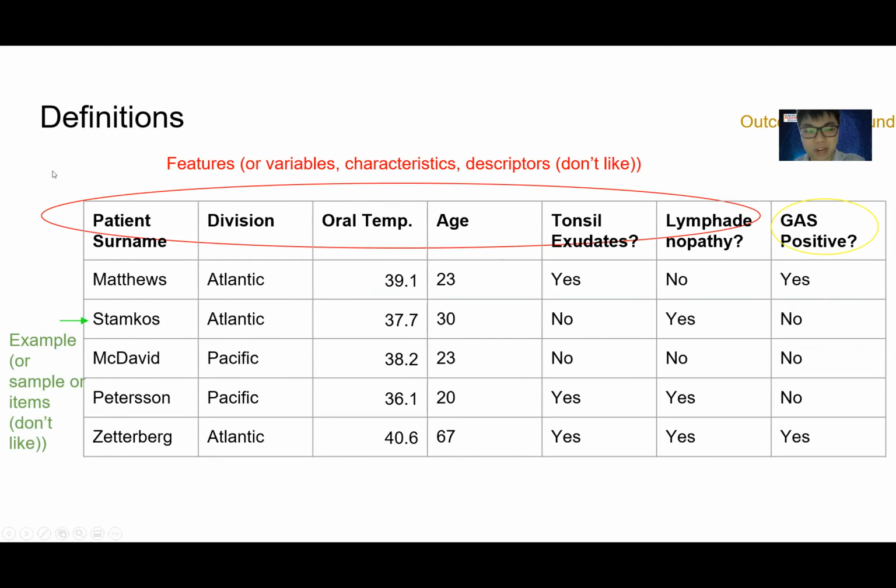Some people call these variables. Variables is okay. Characteristics, please don't use that word. Descriptors, please don't use that word, because it's very confusing, since people use characteristics for 100 different things. Now this feature on the very right is the thing that we want to predict. We usually call this the outcome or the ground truth, something that we want to match the performance to.